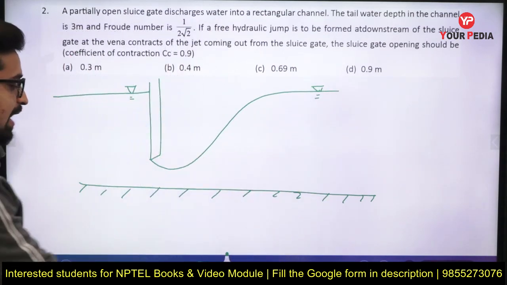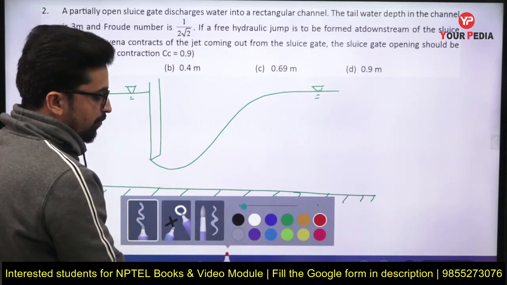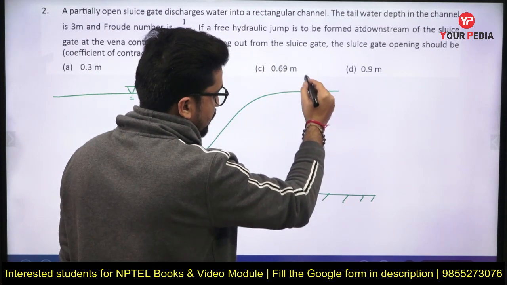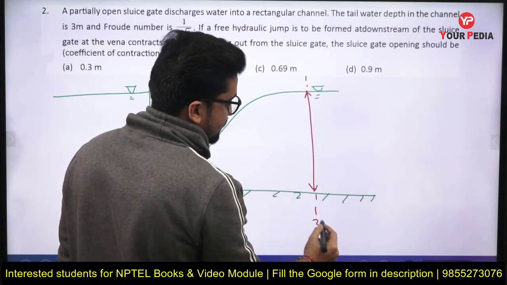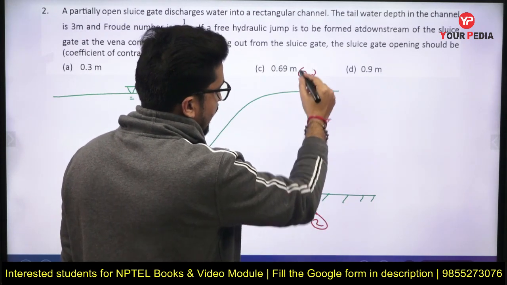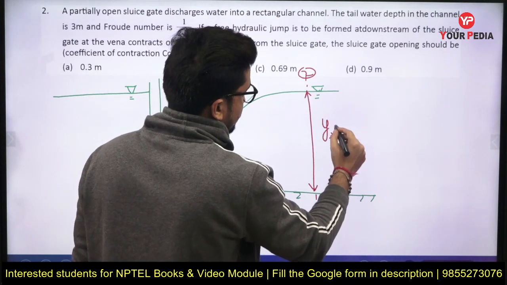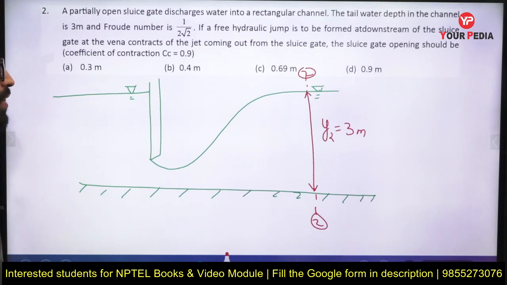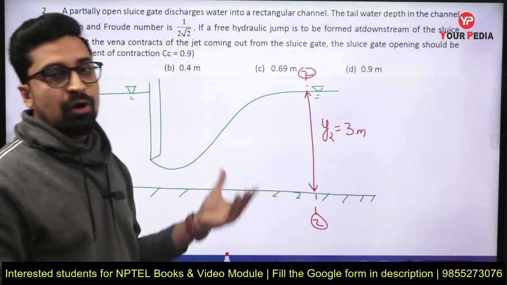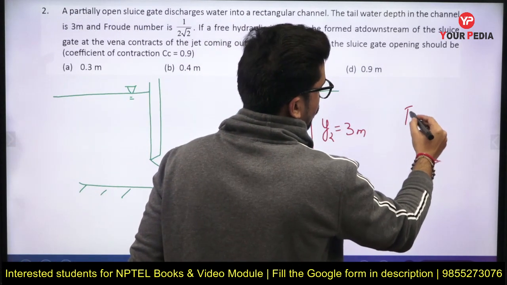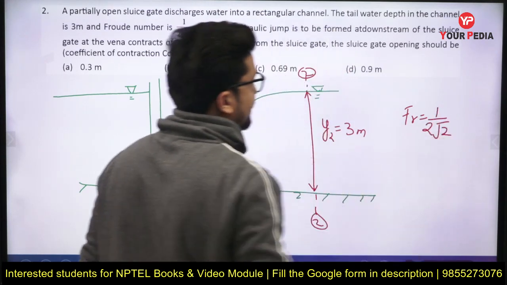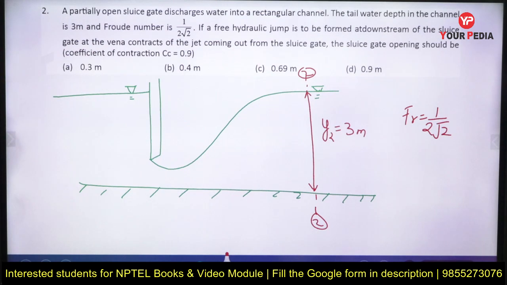Along with that they have told you that the tailwater depth at this section, let us suppose this is section 2, the depth of water at this section is 3 meter, which is given in the question. They have also told you that the Froude number is 1 upon 2 root 2 for this channel.